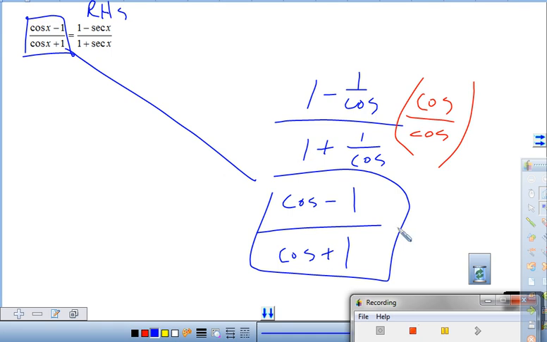So, again, basic rule. To verify an identity, you need to work one side or the other or both to a third reduction or simplification in order to verify or prove that it is an identity.